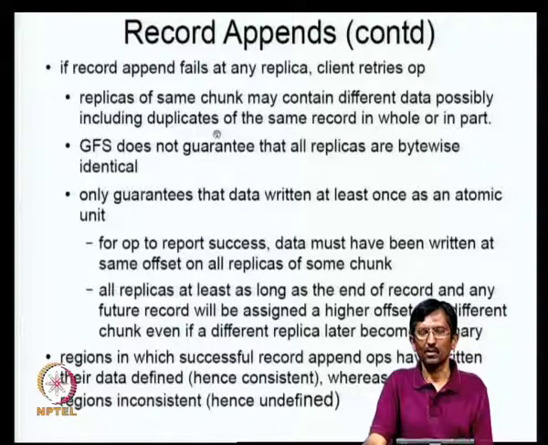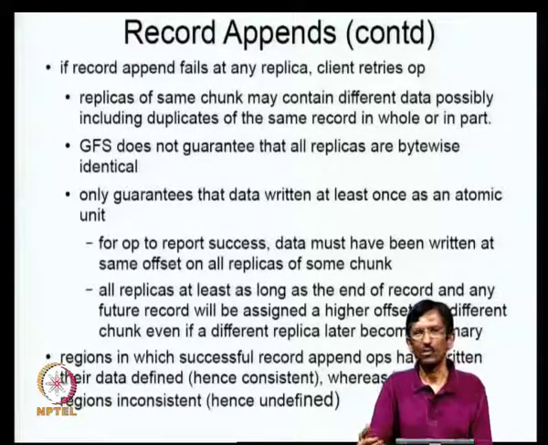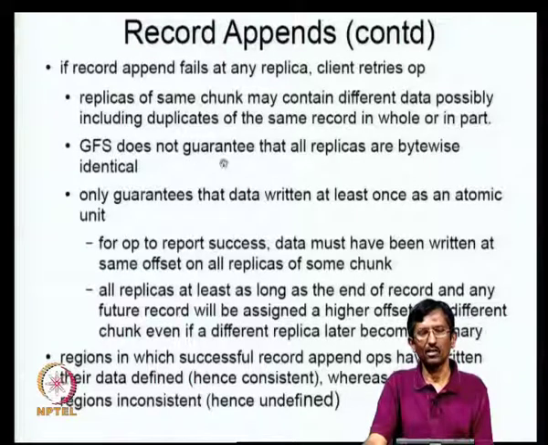So basically what happens is that you retry; some replicas might have succeeded, some might not have. Those that have succeeded have written something, and those that have not succeeded have not written it completely, or have written it only partially. So they will be diverging. Again, when we retry the whole operation, everybody gets a new offset, but whatever junk they put in previously, whatever has failed, still remains there. That's the reason why GFS does not guarantee all replicas are byte-wise identical.